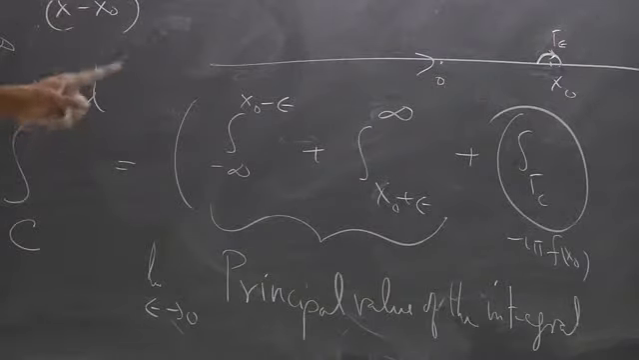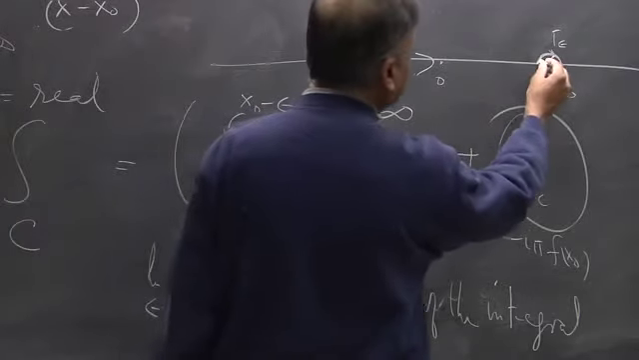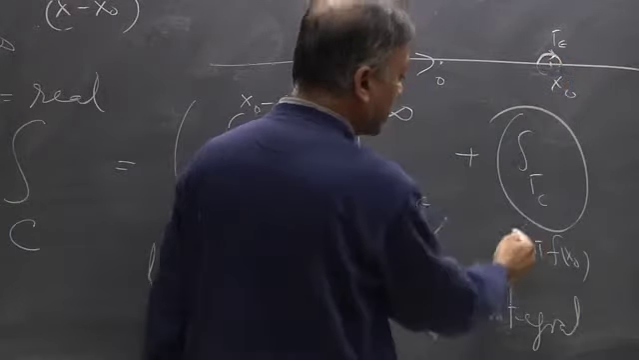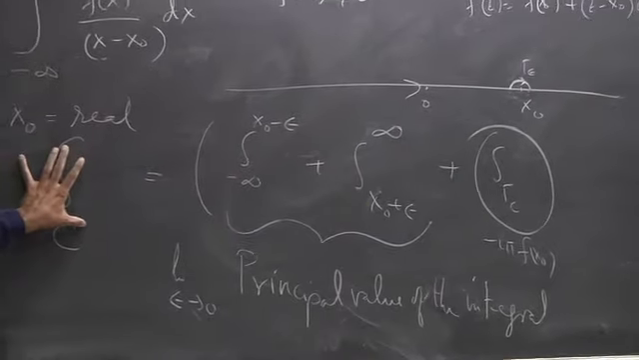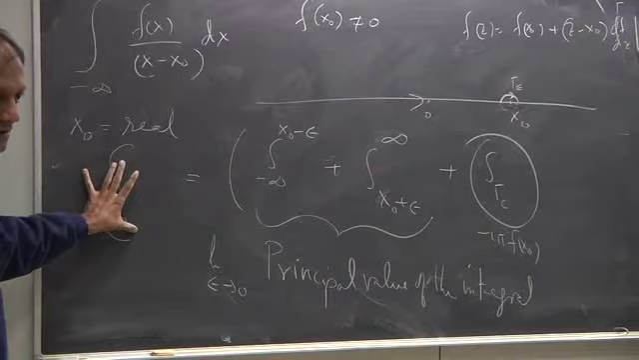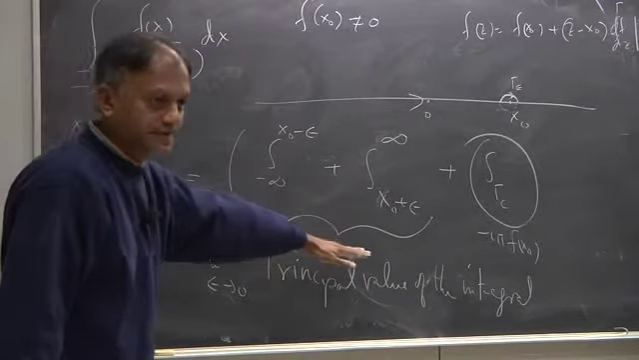Of course, if you choose a different path, here, in this case, it will become plus i pi f(x0), right? But of course, the contour is not different. This result will also be different, right? But the principal value will remain the same. Okay.